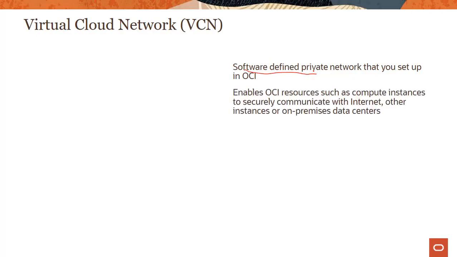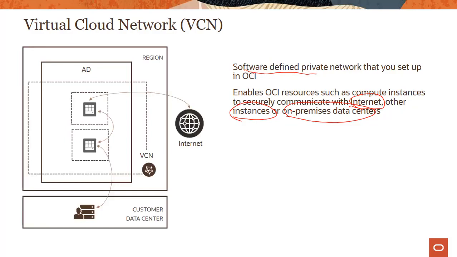Why do we need a VCN? It enables your resources such as compute instances to securely communicate with the internet, with other instances running in Oracle Cloud Infrastructure, or with your on-premises data center. Those are the three key scenarios where your instances need to communicate, and in order to do that, you need to have them running inside a virtual cloud network.